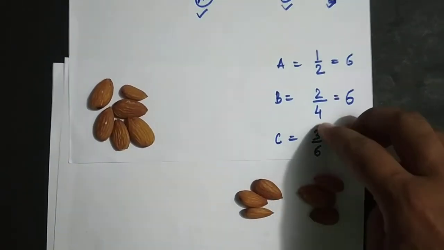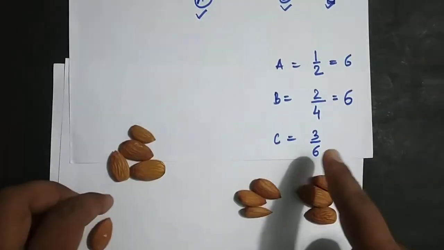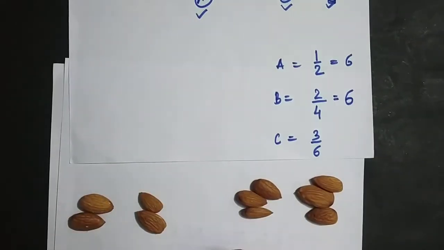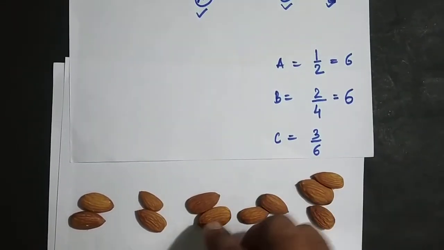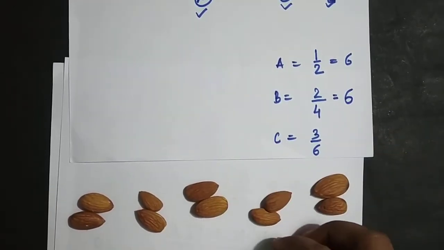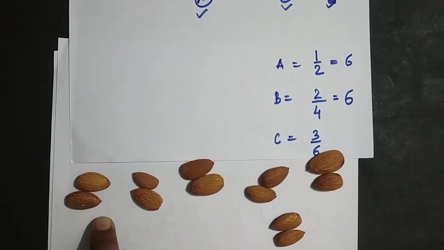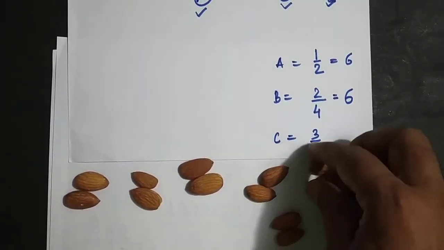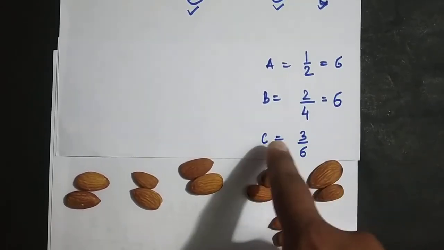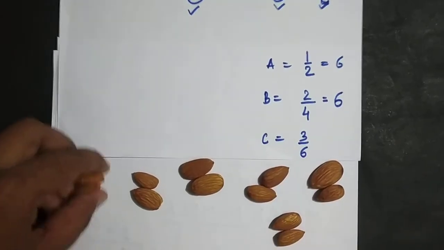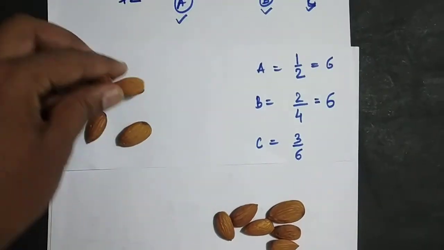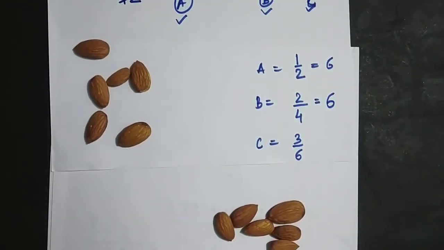Now the last one is 3/6. So we have to divide into 6 parts. 6 parts means in 1 part there would be 2 almonds. Here you can see 1, 2, 3, 4, 5, 6. There are 6 parts. Out of 6 parts, C needs 3 parts. 3 parts means 1 part, 2 parts, 3 parts. Total how many almonds are there? 1, 2, 3, 4, 5, 6.